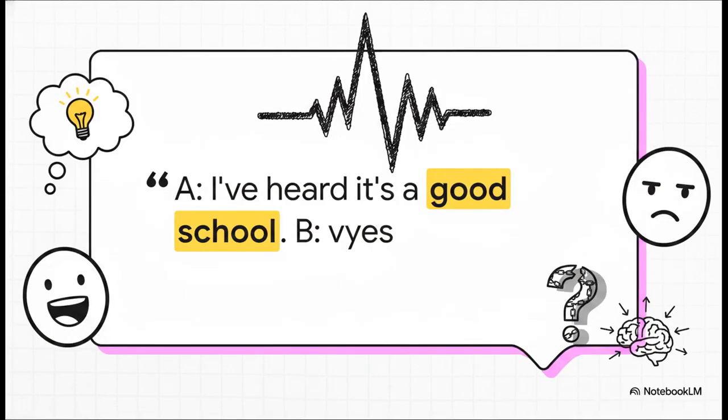Let's execute this mini narrative so you can clearly hear it. Person A says, "I've heard that it's a good school." Person B replies, "Yes." Did you catch that dip and rise? By doing that, B concedes the point. Sure, it has a good reputation, but the tone implies a lingering reluctance or that B knows some secret flaw they're about to share. The tone is doing all the heavy lifting of the disagreement.